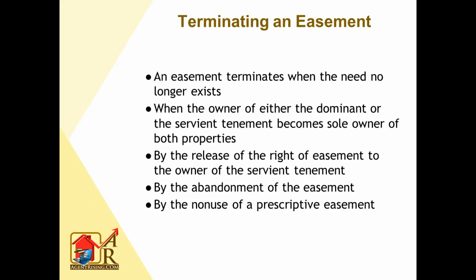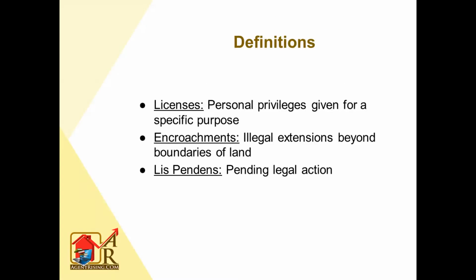And then the person who drives over to get to their lot would be the dominant tenement, okay? An easement can end by abandonment of the easement, and then by non-use of a prescription easement. So again, back to my cranberry bog. Say they stopped doing the cranberries, and they stopped driving back there, and they no longer used that. That could be a possible termination of that easement.